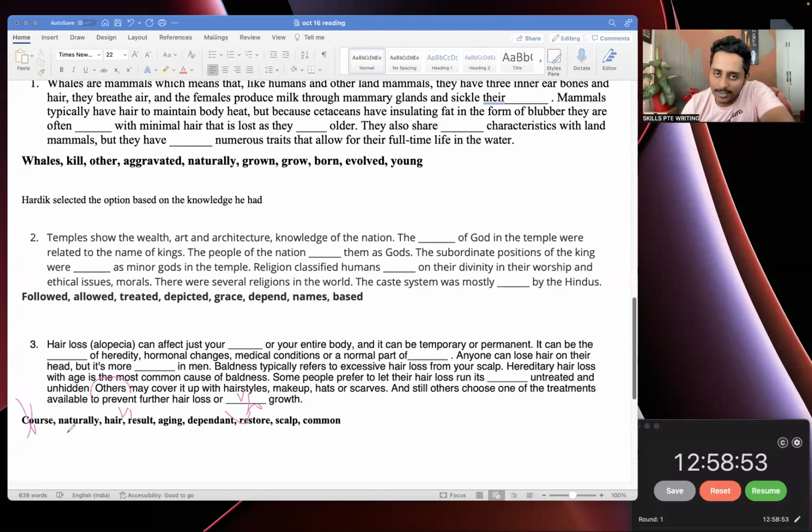Course is a noun. Naturally, is it verb 1? No, it's an adverb. Hair is a noun. Result is a noun. Aging is done. Dependent, is it verb 1? No. What is verb 1 of dependent? Depend. Excellent. Scalp is a noun. Common is an adjective. What is left? Restore. That's the answer. To restore. Excellent. You're good. You got 4, right?